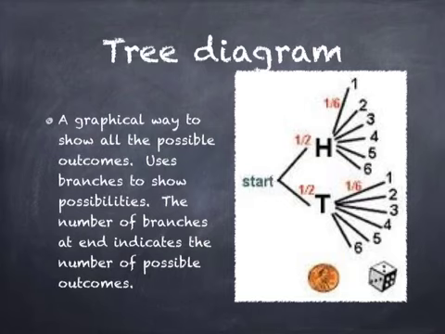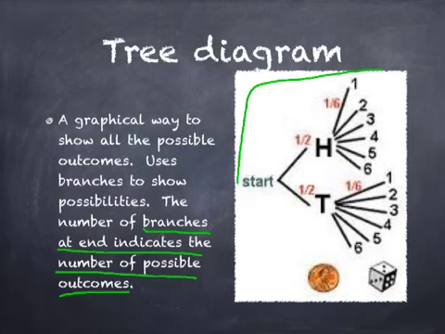Tree diagrams are a graphical way to show all the possible outcomes. It uses the branches to show all the different possibilities. The number of branches at the end indicates the total number of possible outcomes.